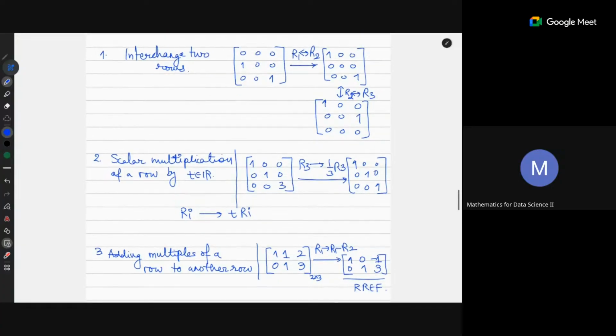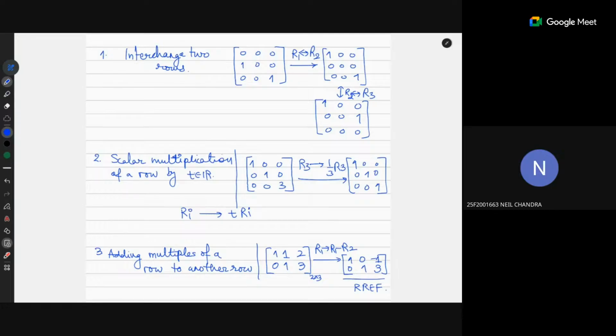All right. So now any combination of these three operations: interchanging two rows, scalar multiplication of a row, and adding multiples of one row to another. You can use these combinations to convert any m cross n matrix to a row echelon form or reduced row echelon form. Yes, Neil, you can ask your question.